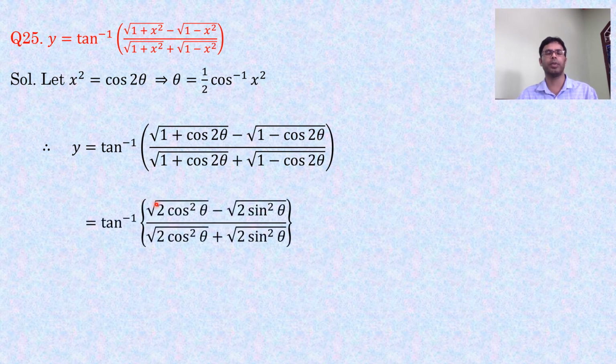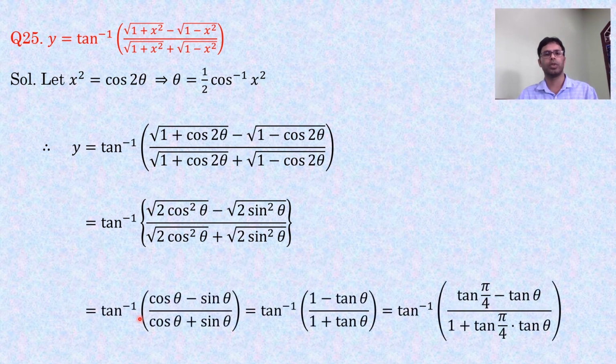So tan inverse of root over 2 cos square theta by root over 2 sin square theta, and for this one root 2 will cancel. So we have tan inverse of cos theta minus sin theta here, cos theta plus sin theta here, the root and square will cancel out. This is equal to tan inverse of, make it 1 by dividing cos theta in the numerator and denominator. So it is 1 minus tan theta divided by 1 plus tan theta.